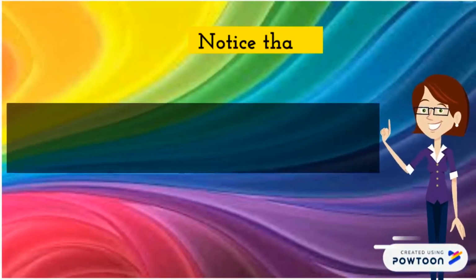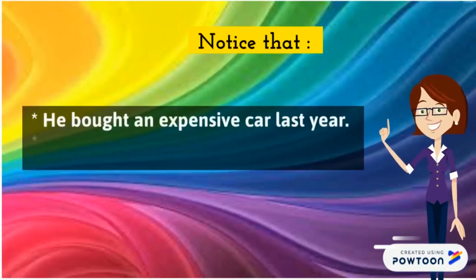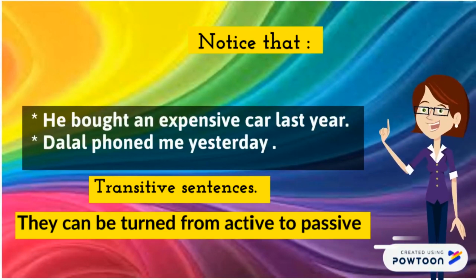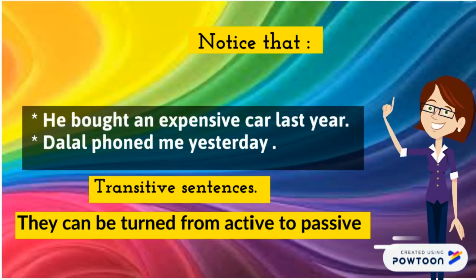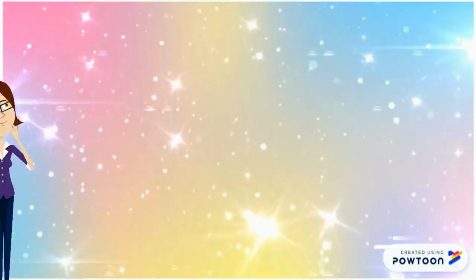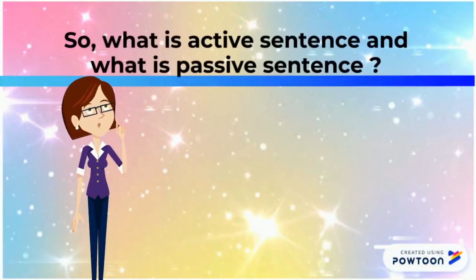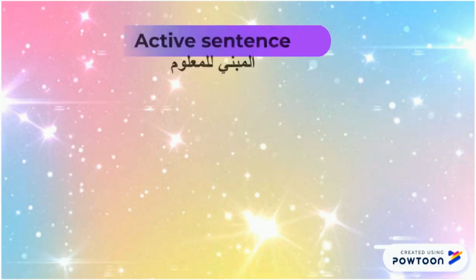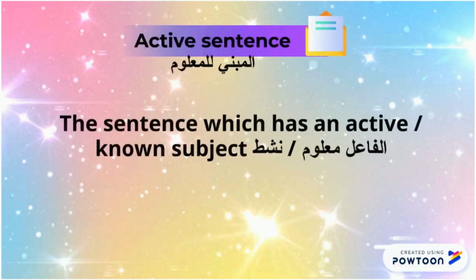Notice that these two sentences are transitive. They can be turned from active into passive. So what is active sentence and what is passive sentence? Active sentence is the sentence which has an active or known subject.